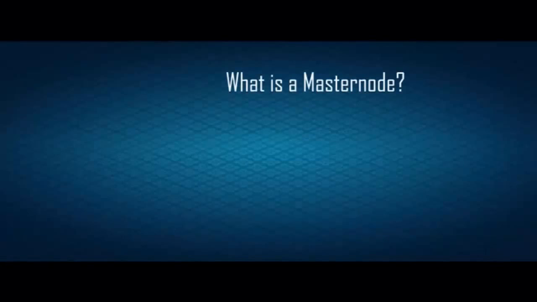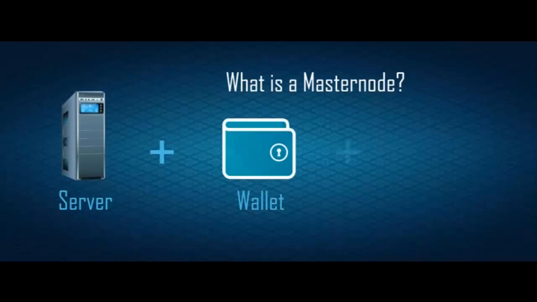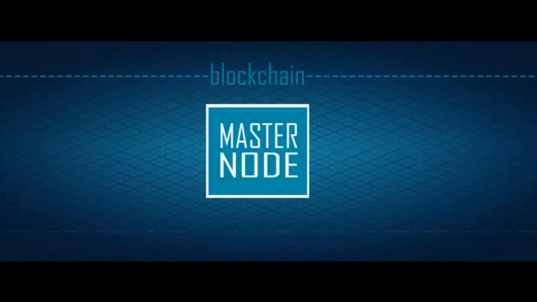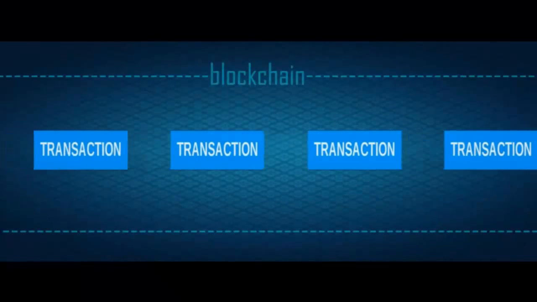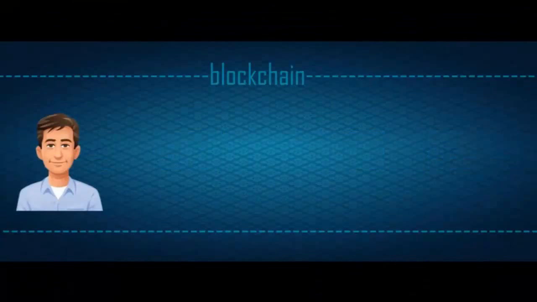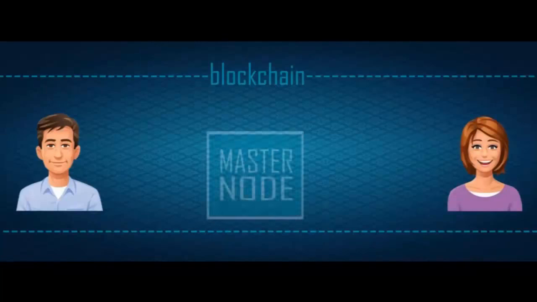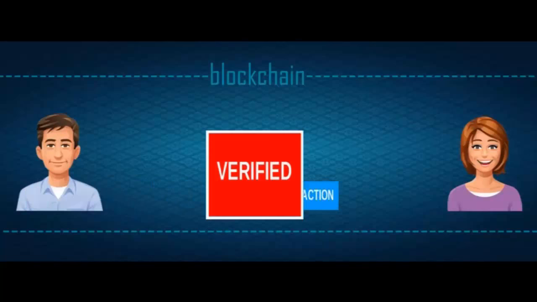What is a masternode? It is a technical setup which includes a computer server with a wallet attached to it with a precise amount of coins. The purpose of a masternode is to maintain the blockchain by verifying the transactions passing through the blockchain from one person to another. So say for example you wanted to send your transaction to another person. Well, first of all, through the blockchain, it would have to be verified by a masternode. That's right, a masternode. Now this masternode will verify your transaction before it reaches its destination.